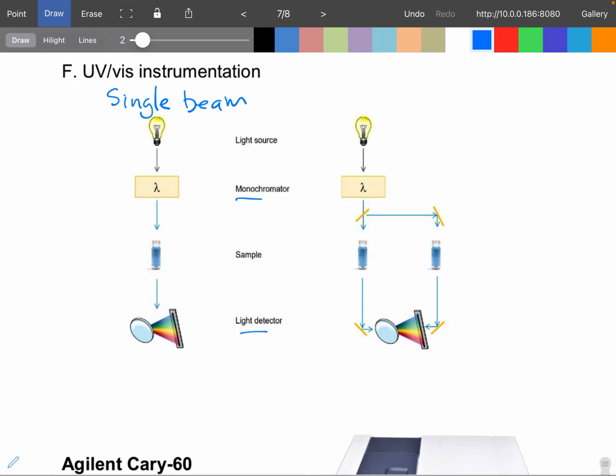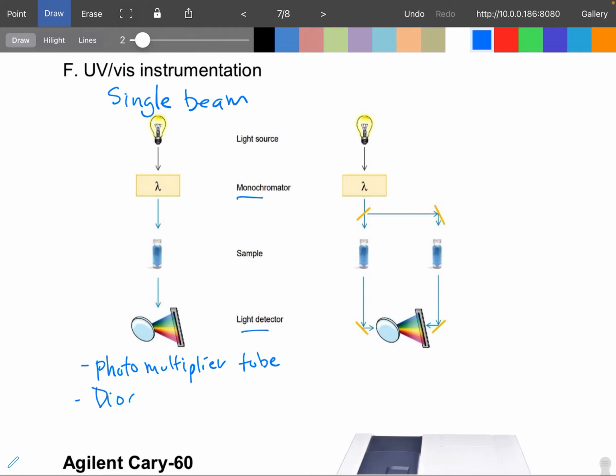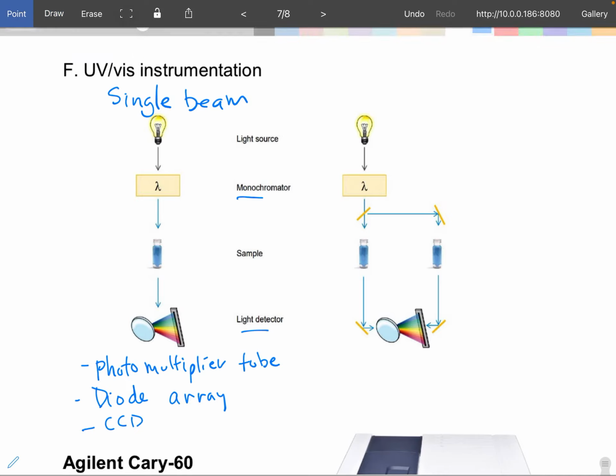And a light detector can be several different things. It could be something called a photomultiplier tube. It could be a diode array. Or it could be a charge-coupled device. This isn't an instruments class, but just be aware there are a few different ways that these instruments can detect the light. So that's a single beam. If we want to run an experiment in a single beam spectrophotometer, we have to put a blank in and blank the instrument, and then take the blank out, and then put our sample we want to measure in.